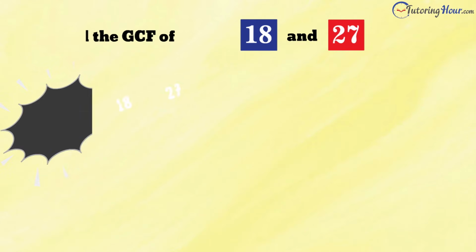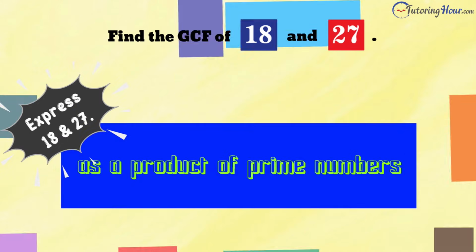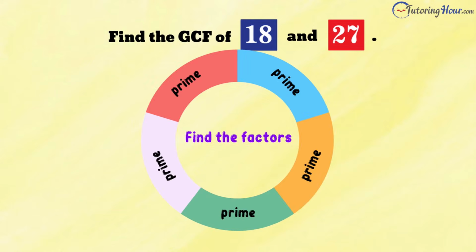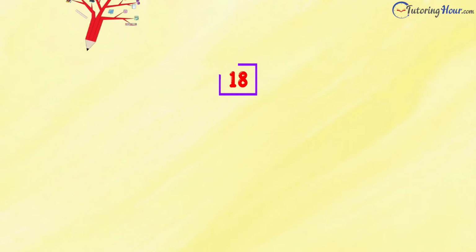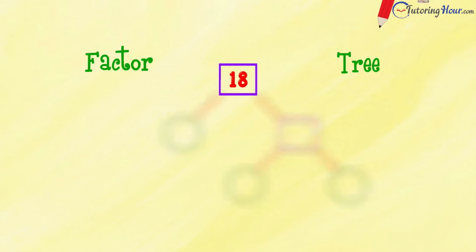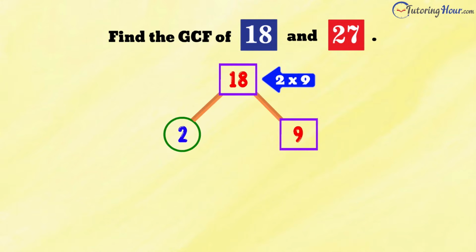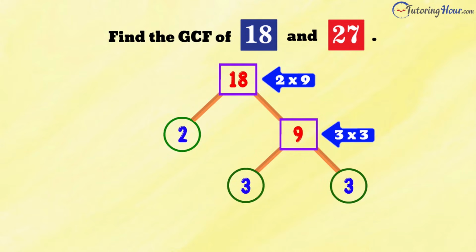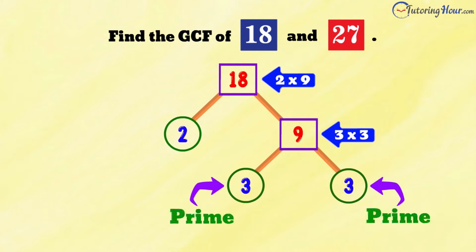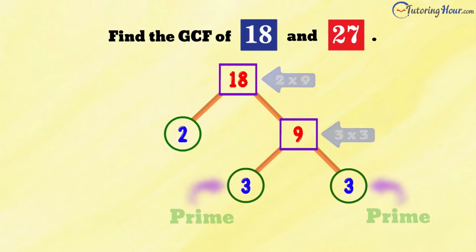We'll express each number as a product of prime numbers. Let's first find the prime factor of 18 using a factor tree. 18 is even, so we'll branch it out as 2 times 9. 9 can be written as 3 times 3. 3 is a prime number, so our branching ends here.